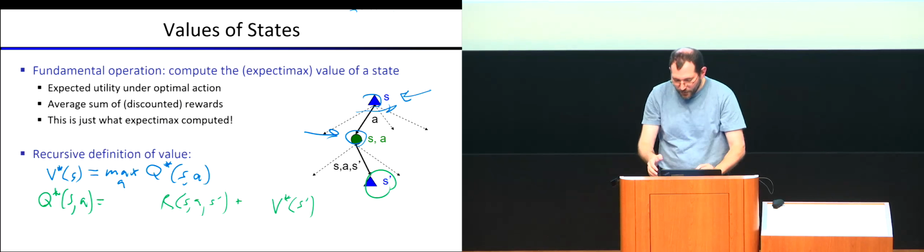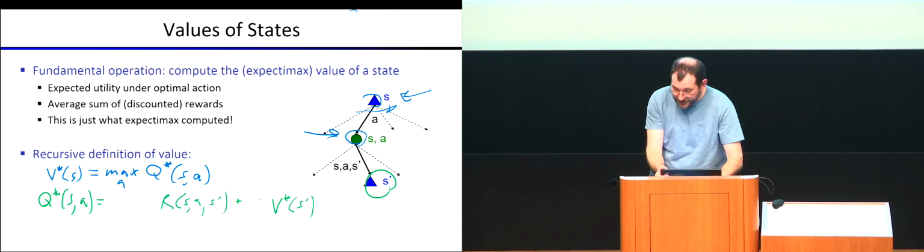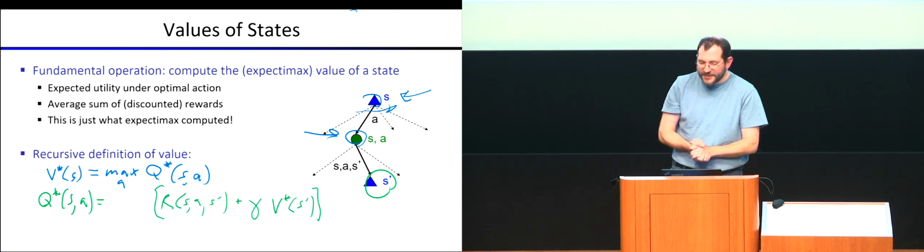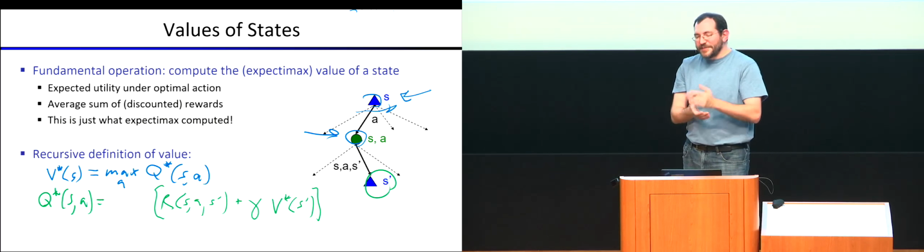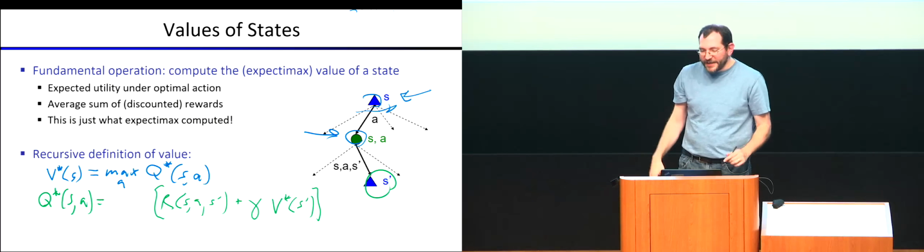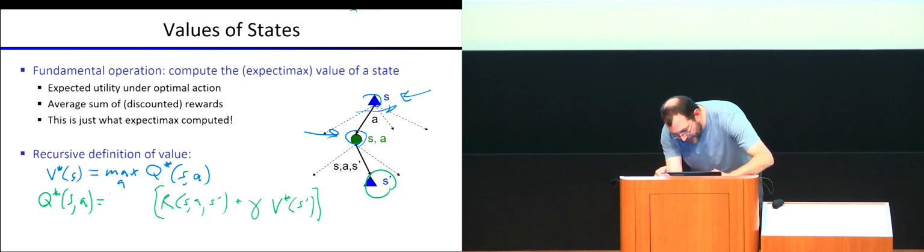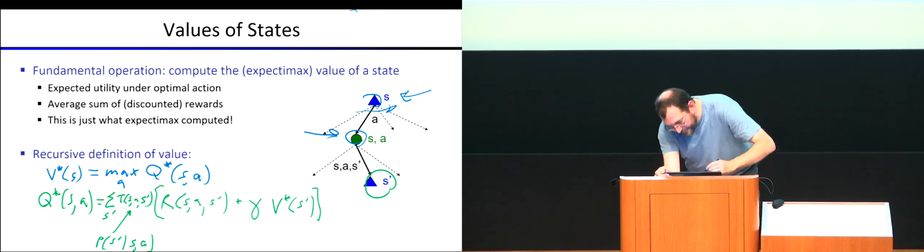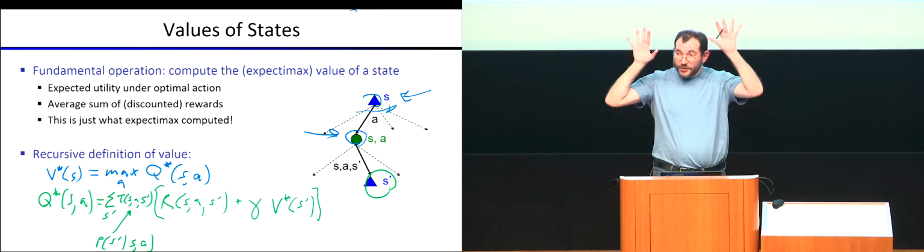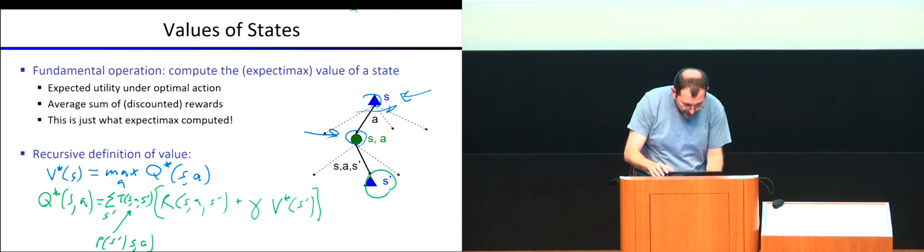Two more things. One, that future is discounted, so I stick a gamma there. The second thing is I don't know which S prime is going to happen, right? I'm taking A, but I don't know what outcome S prime I'm going to get. I have to average over them. The way I average over them is I sum them all up, weighted by the transition probabilities, T of S, A, S prime, and this thing here is the probability of S prime given S comma A. Okay, so here's sort of a system of equations.